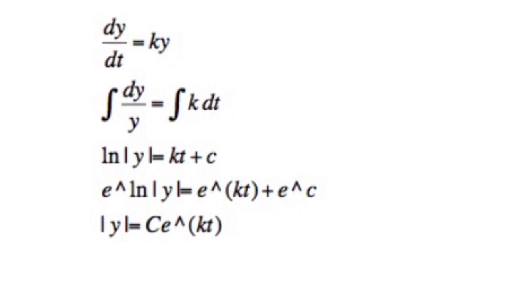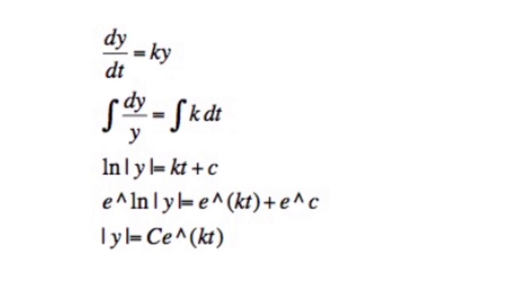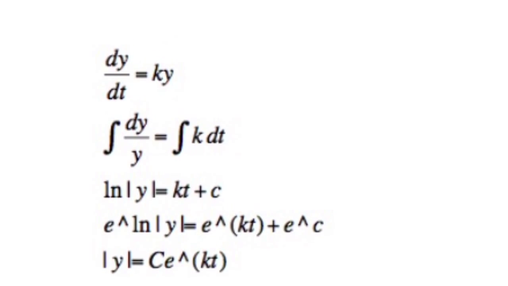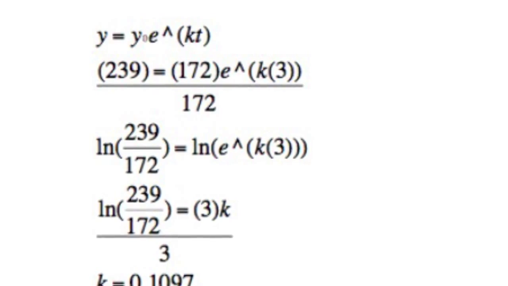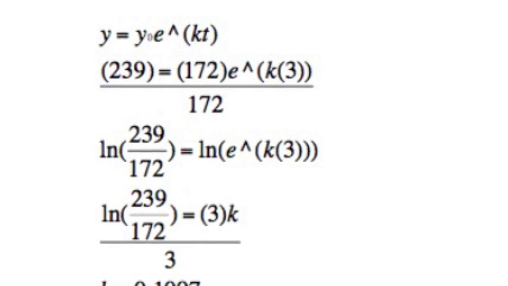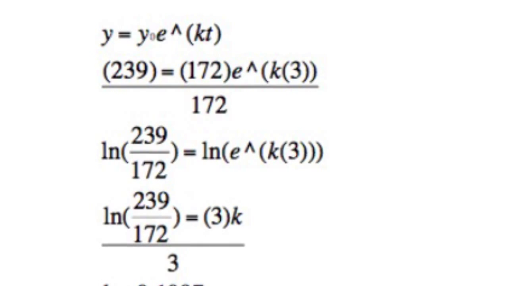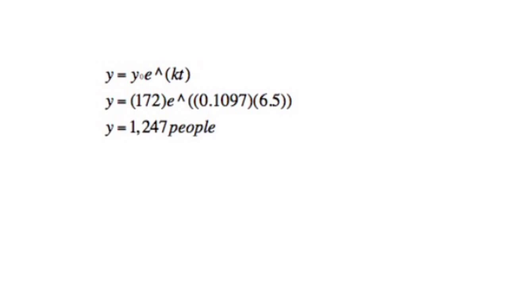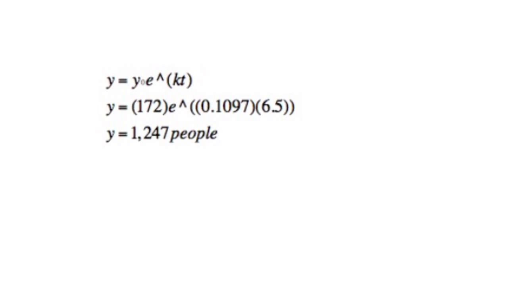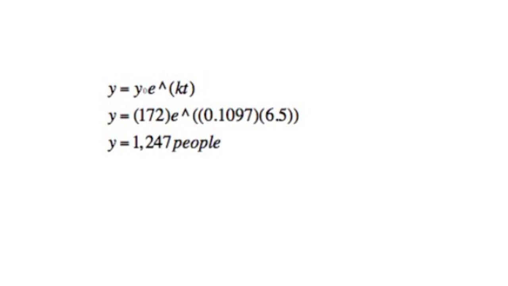Pam notices that 172 people have entered the park since its opening, but first we must find the integral of dy over dt equals ky. Three hours later, after 3 hours of avid people watching, Pam counts 239 people in the park. We can now use this number to calculate the rate of growth of the amount of people in the park. To see if it is worthwhile for Pam to stay the extra 3.5 hours, we can use the initial amount of people that we were already given and the rate at which the amount of people in the park seems to be growing. We can see that 1,247 people will be there.